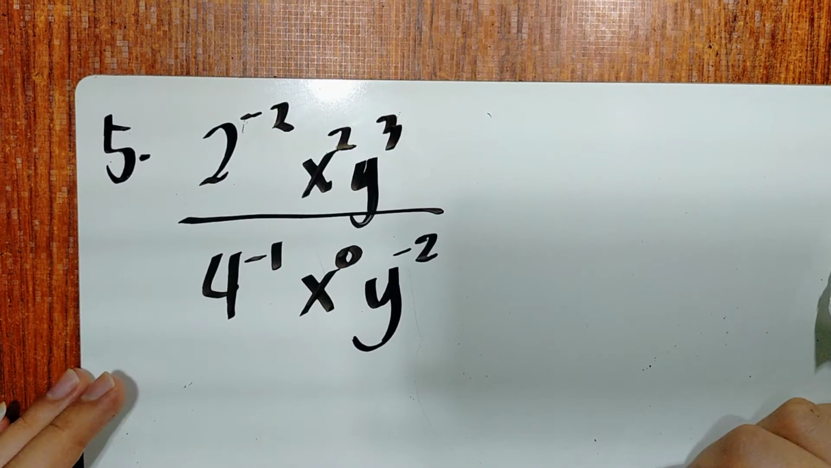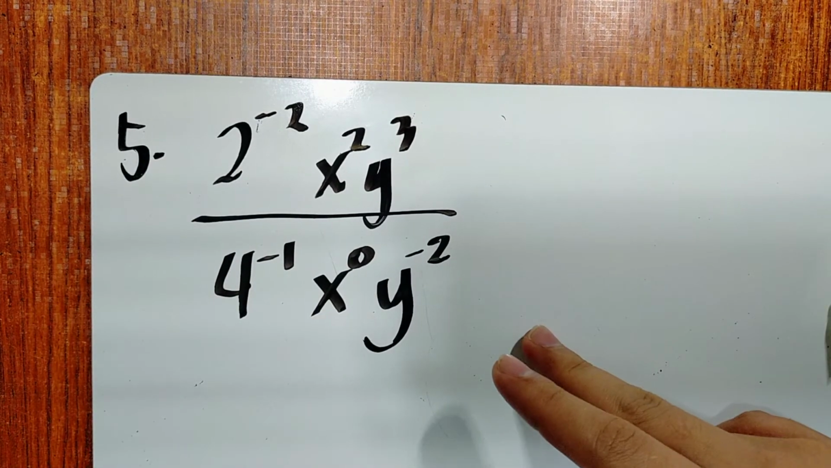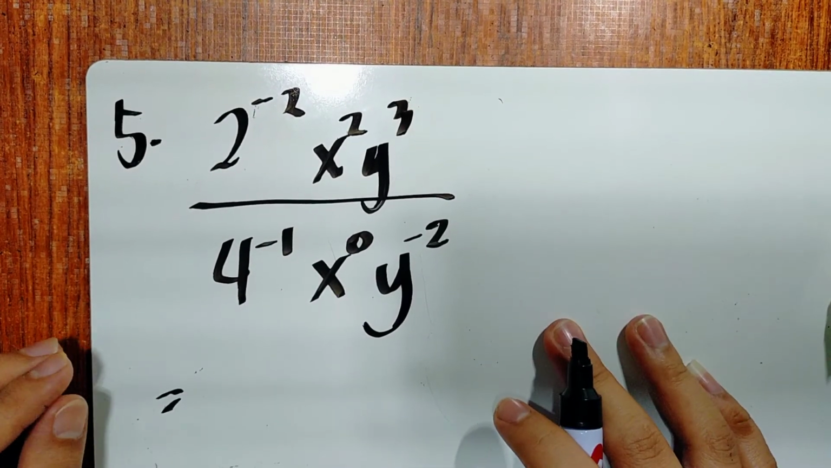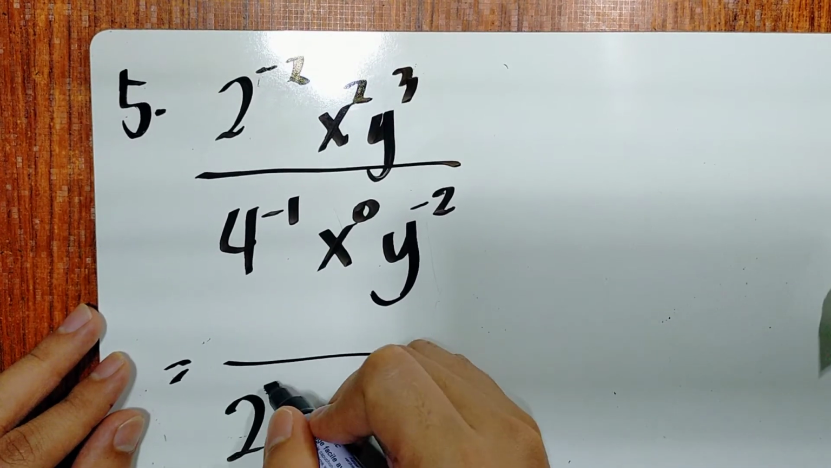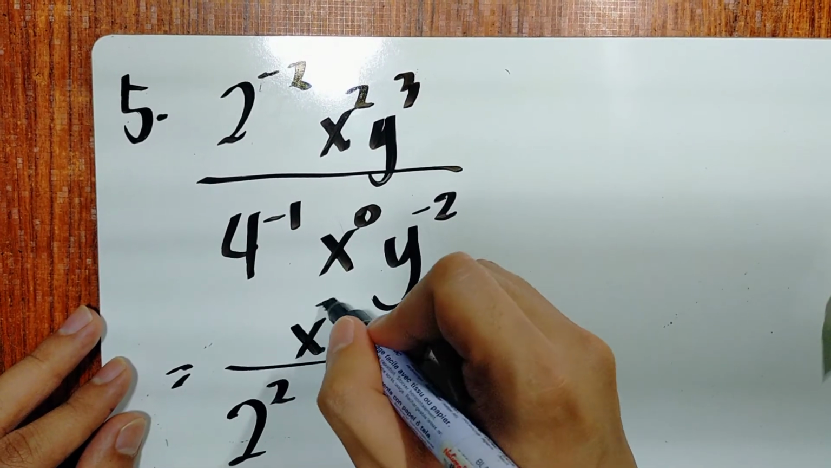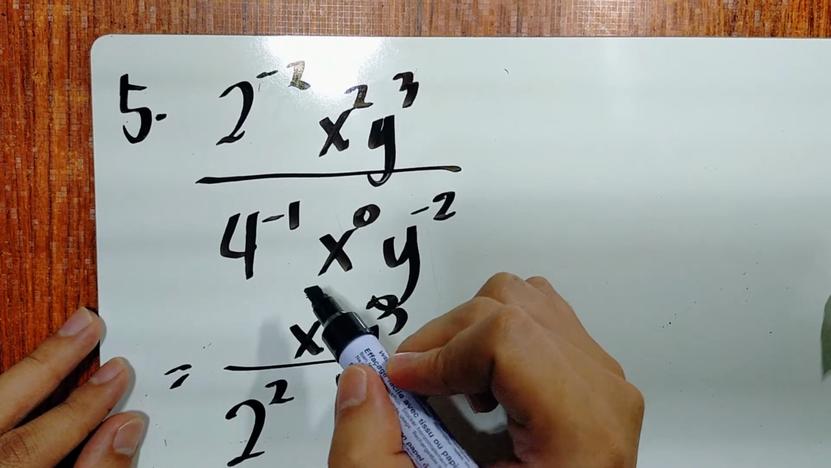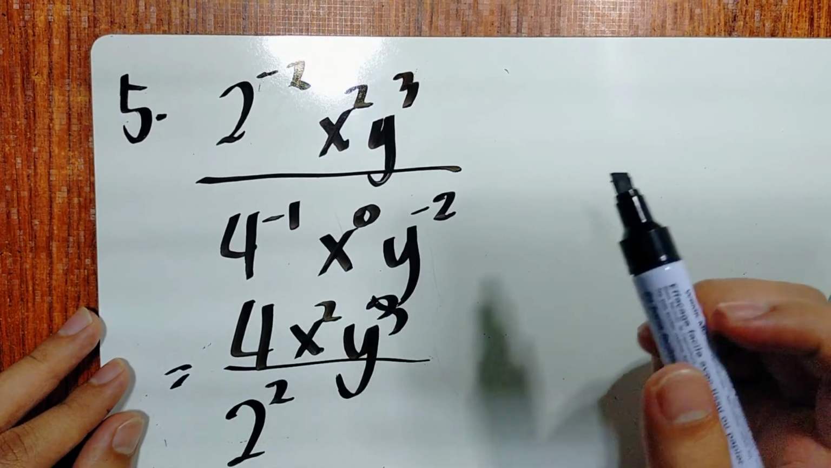Okay, for our last example, we have 2 raised to negative 2 x squared y cubed over 4 raised to negative 1 x raised to 0 y raised to negative 2. So, ibaba natin, iakyat natin yung mga dapat ibaba at iakyat. So, since 2 raised to negative 2, dapat nasa baba siya. 2 raised to positive 2. X squared y cubed. Okay? Yung 4 raised to negative 1, iakyat natin.